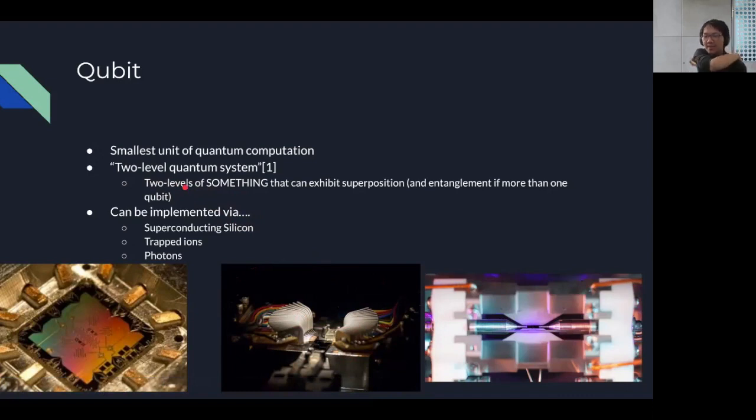Most implementations stick to two levels for the sake of simplicity. It's much easier to work with two levels, and it's commonly accepted. With two levels, there's also a neat analog to our classical bits in computers, our ones and zeros.